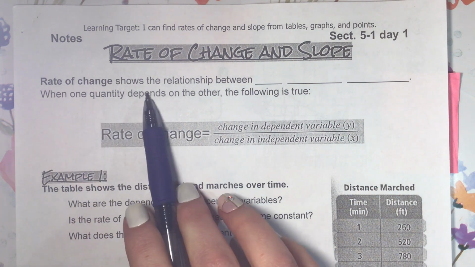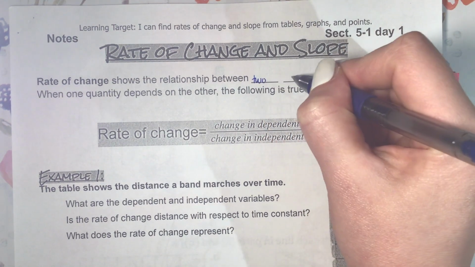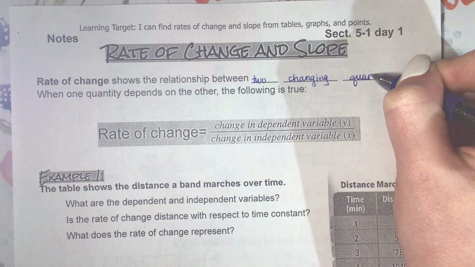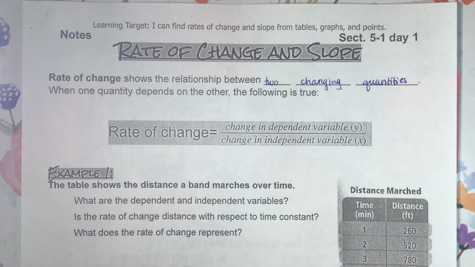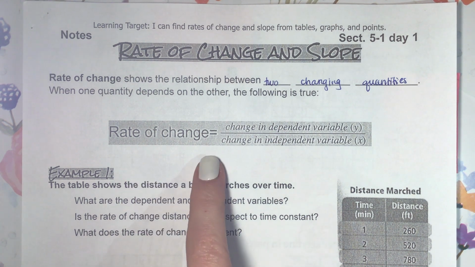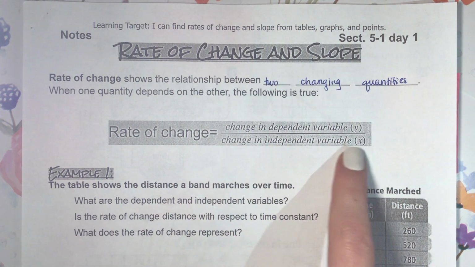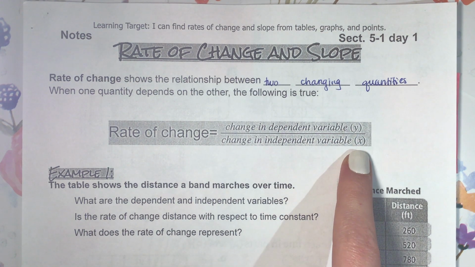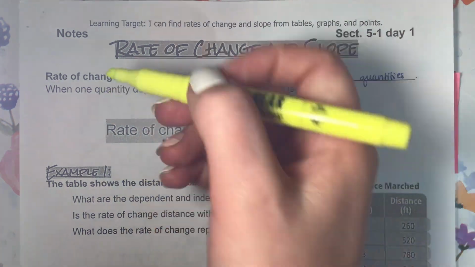Rate of change shows the relationship between two changing quantities. And then when one quantity depends on the other, the following is true. Rate of change is going to equal the change of the dependent variable, or the y's, over the change in the independent, or the x's. So it's change in y over change of x. I'm going to highlight that because rate of change is pretty important.